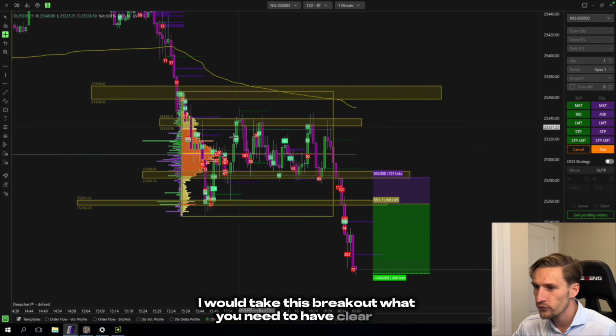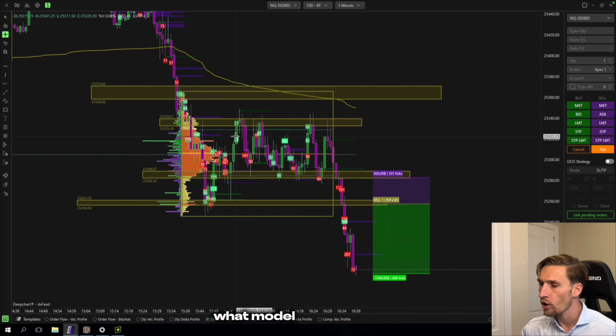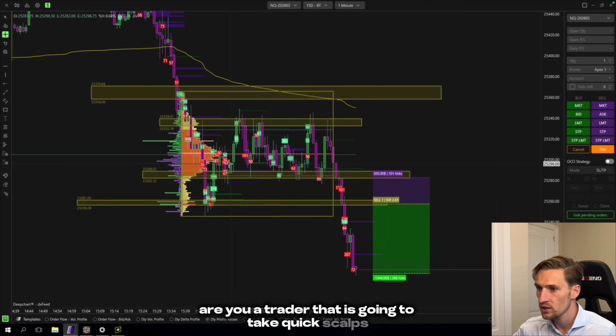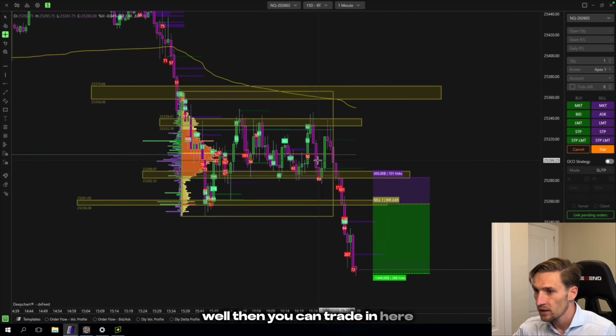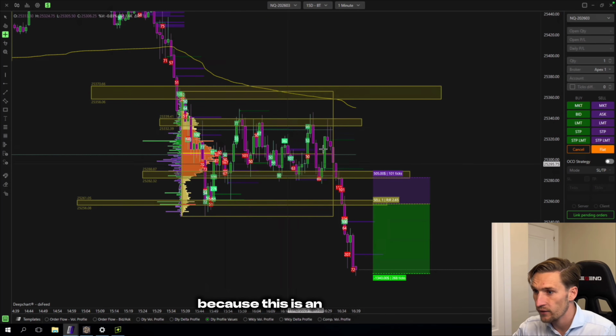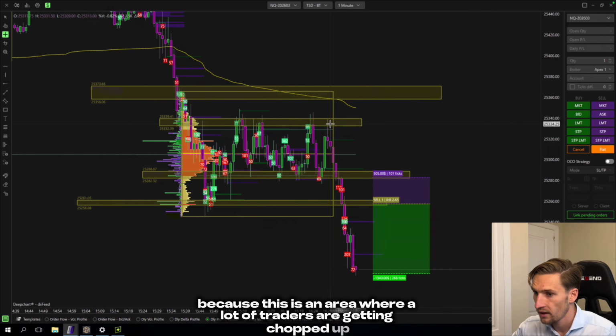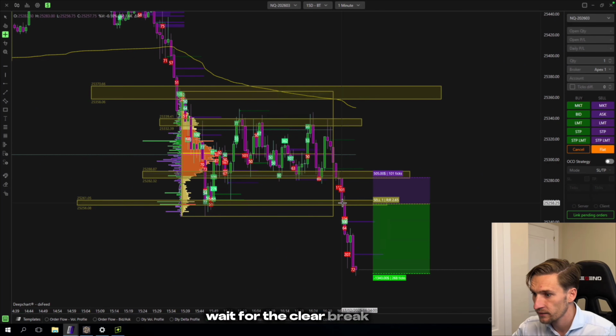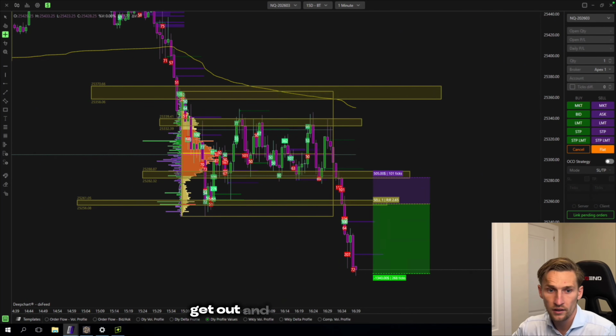What you need to have clear for yourself is what model you are trading. Are you a trader that is going to take quick scalps? Well, then you can trade in here. But if you're just a beginner, then I wouldn't try to burn your fingers on this, because this is an area where a lot of traders are getting chopped up. Wait for the clear break, get in, get out and go home.